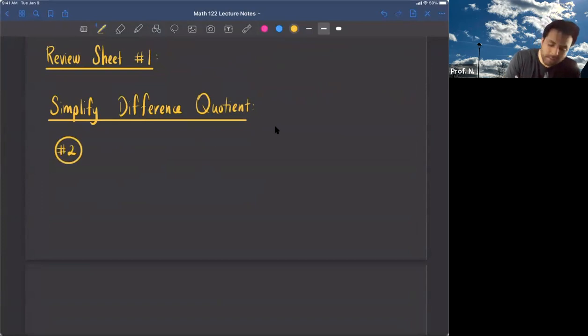Number 2 says f of x is equal to 3x squared plus 2. Now, what is the difference quotient? There are many ways to write the difference quotient. One way, I'm just going to write it as dq.